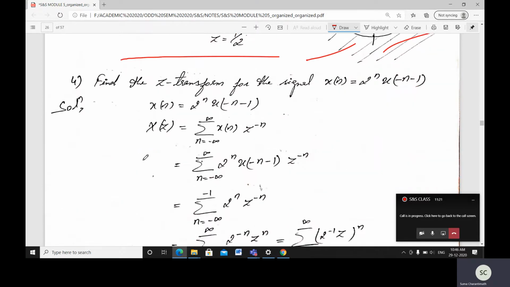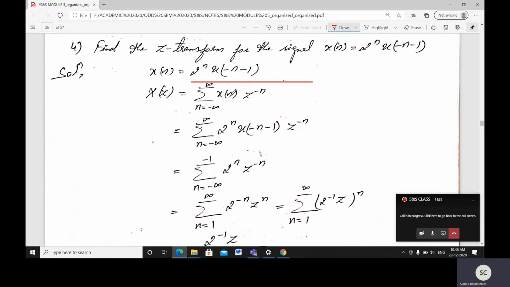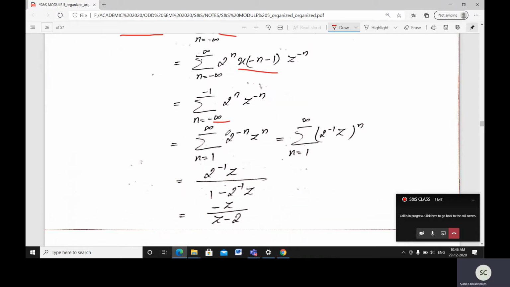This is one problem. Next problem. Find the Z transform for the signal x of n equals 2 raised to n u of minus n minus 1. As usual, go on substituting using the Z transform equation. Substitute for x of n based on the u function. Go for the limit. Here the limit varies from minus infinity to minus 1. Then change the limit. If you change the limit, the powers are inversed. Then the summation varies from 1 to infinity of 2 raised to minus 1 into z, power n.